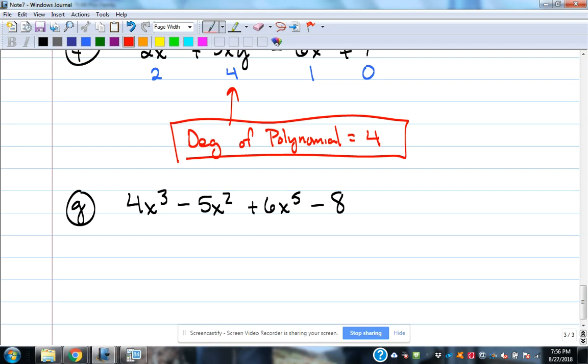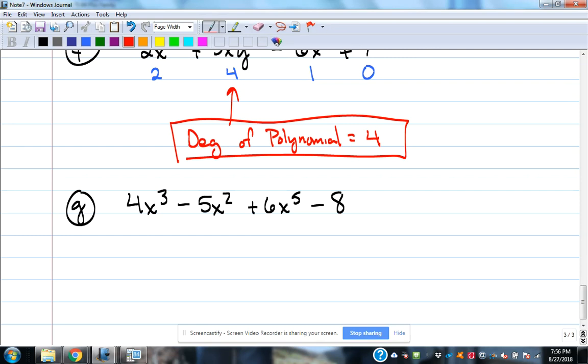I got an x cubed. Is there any other x cubes? Nope. I got x squared. Is there any other x squareds? Nope. X to the 5th. Plain numbers. No like terms, okay? So that means I can go ahead and do the degree.